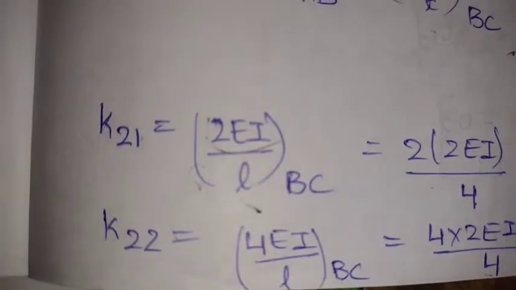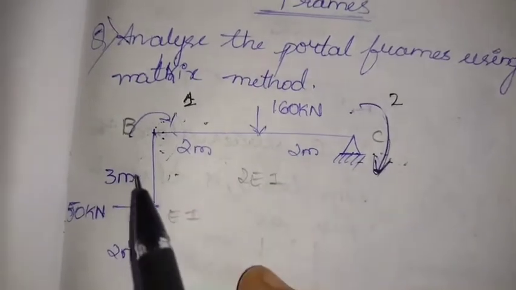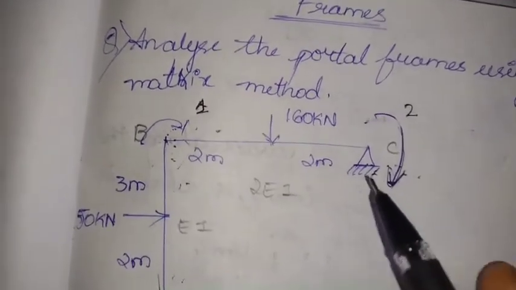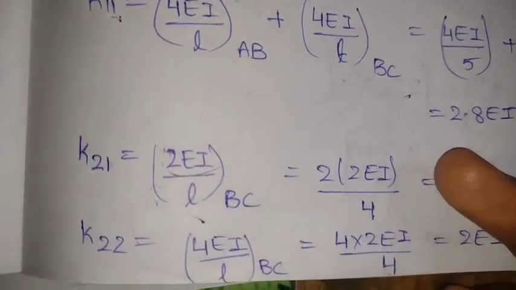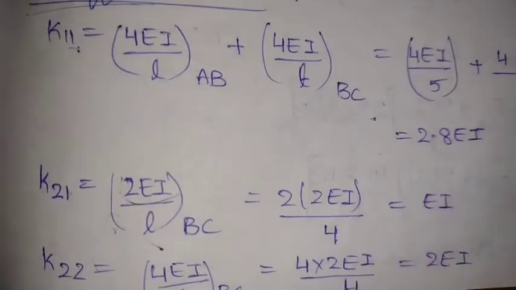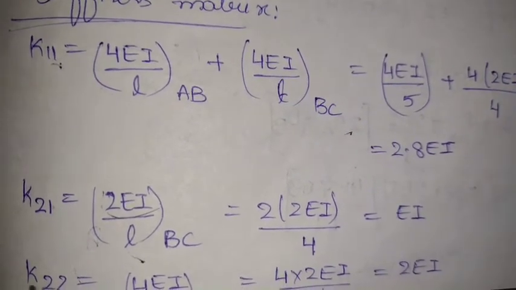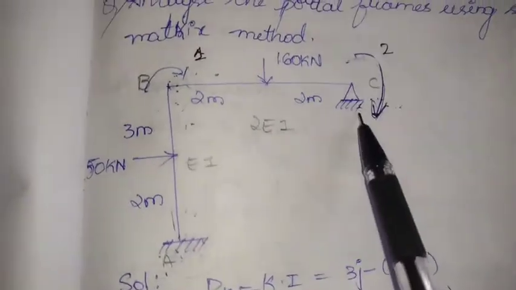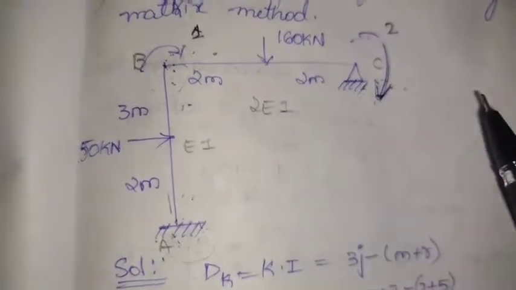But what span to be considered? For 22, what span is connected actually? Only the BC span is connected. So we have to take only the BC span. Okay, this would be 4EI by L of BC. Okay, we got K11, K21 and K22. Again for K12, we will be taking the same span BC. Okay, this would be again 2EI by L of BC span.